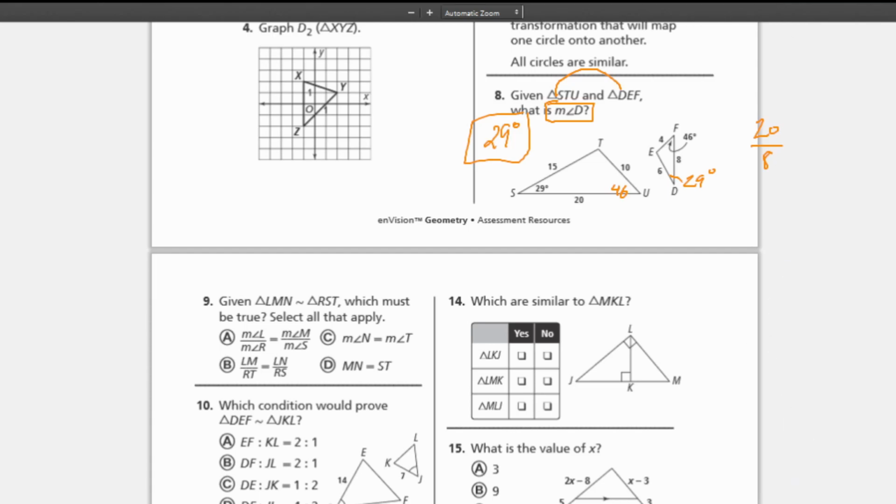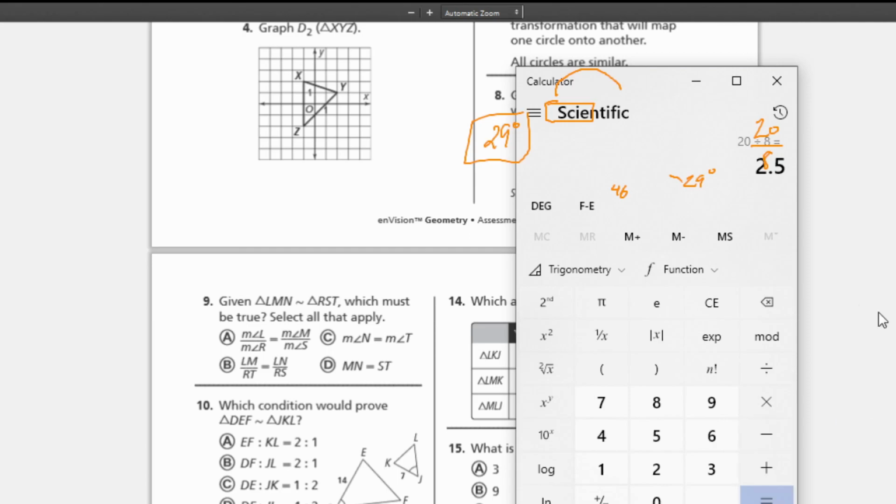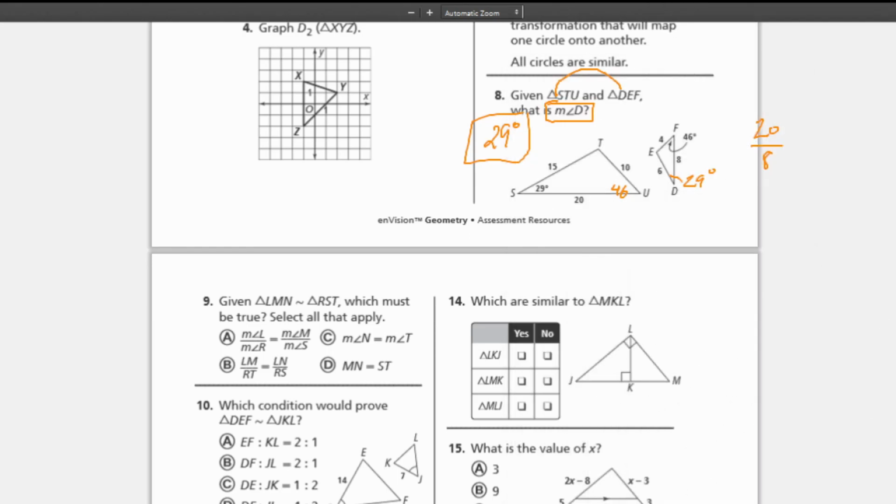Turn off my annotation tool. 20 divided by 8 is 2.5 this time. And then I can say here, what would this one, ST, go to? ST goes to DE. So is 6 times 2.5 15? Well, 6 times 2 is 12. And 6 times 0.5 is 3. So that is, in fact, 15 is equal to 15. So that's the harder way to do it. But if you know how to read these, it's a dead giveaway on how this one would work.